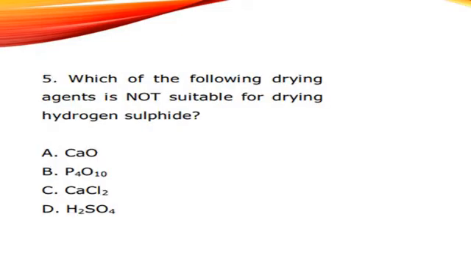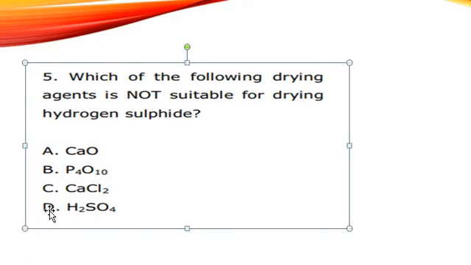Now question 5 says, which of the following drying agents is not suitable for drying hydrogen sulfide? A, calcium oxide, B, P4O10, C, calcium chloride, and D, H2SO4. The answer to this question is H2SO4, that's tetraoxosulfate(VI) acid, because when you react it with hydrogen sulfide, it leads to the production of sulfur. So the answer here is D.